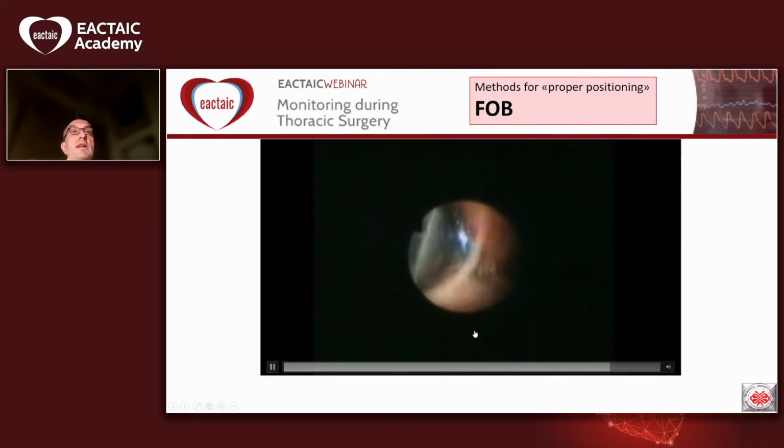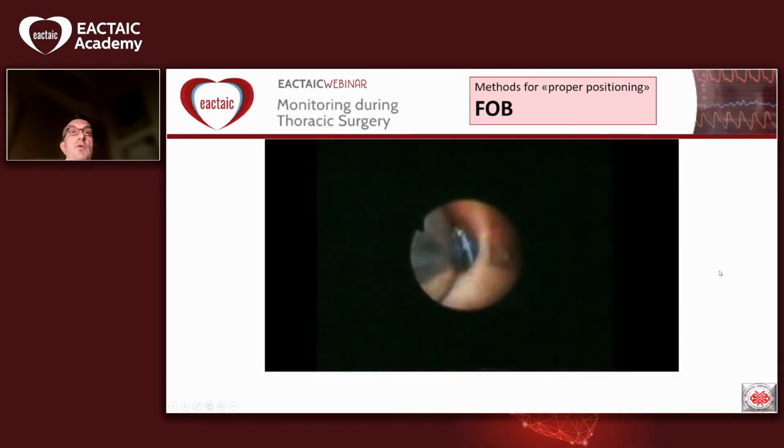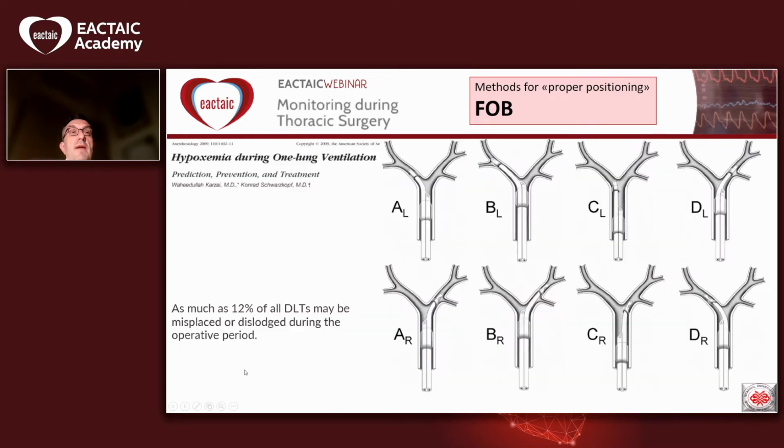This is what you see here through the tracheal lumen. This double-lumen tube is now in a proper position. You can see the inflated balloon here, and you can see also the so-called teardrops, which you would say that the bronchus was sealed in a good way.